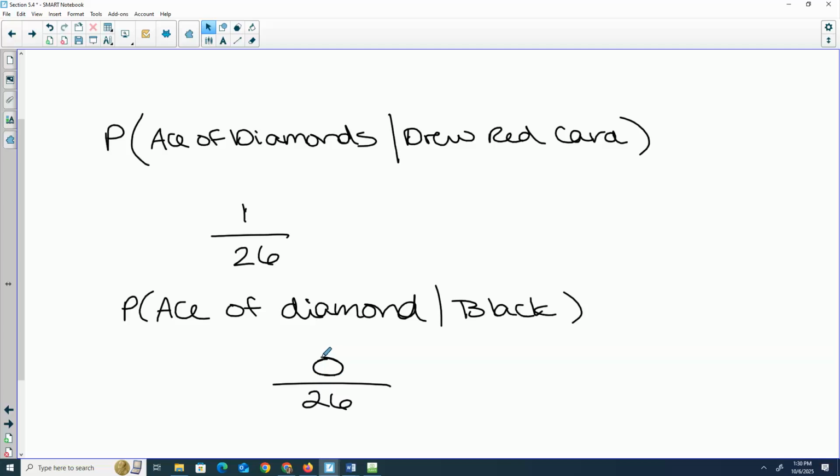Because it's black. The ace of diamonds is red. If I already told you the card I drew was black, could I have drawn the ace of diamonds? I was just thinking ace, not ace of diamonds. So if I told you my card is black, I'm holding a black card in my hand, the probability that I'm holding the ace of diamonds is 0. Because you know that one would be red.